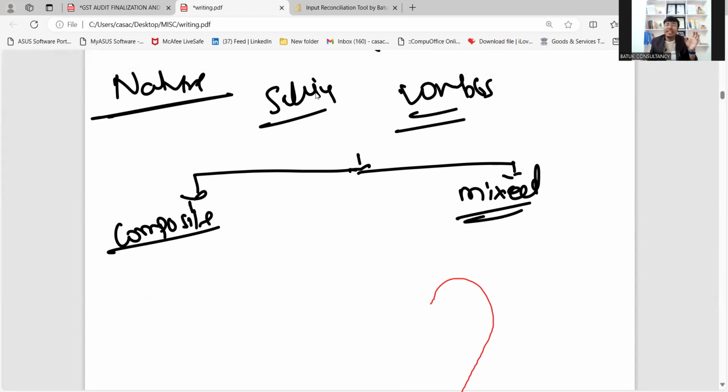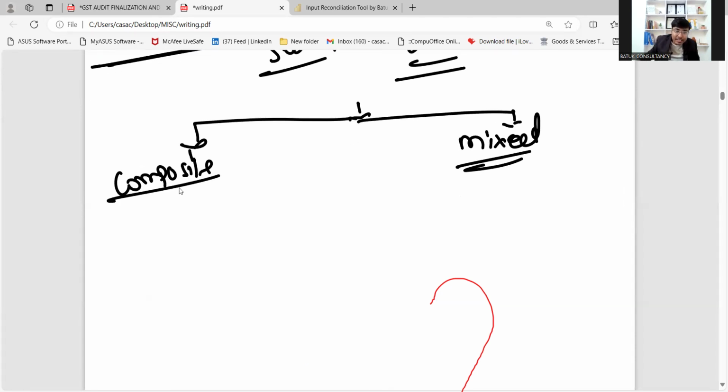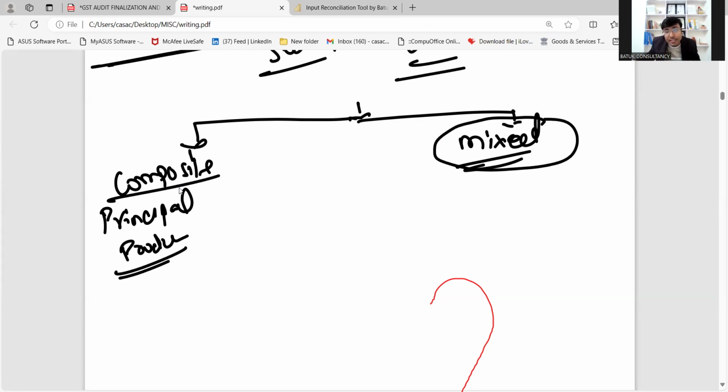If a particular supply is to be treated as composite supply, in that case, the rate of GST will be as per the principal product. But if the particular supply is to be classified as mixed supply, in that case, the rate of GST will be applicable at the higher rate. Whatever the higher rate is will be taken for consideration.